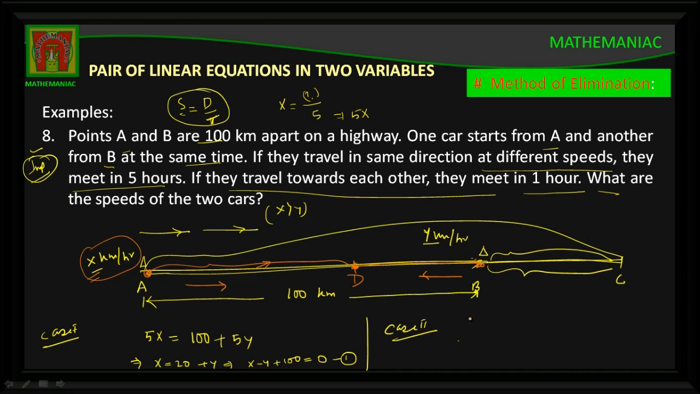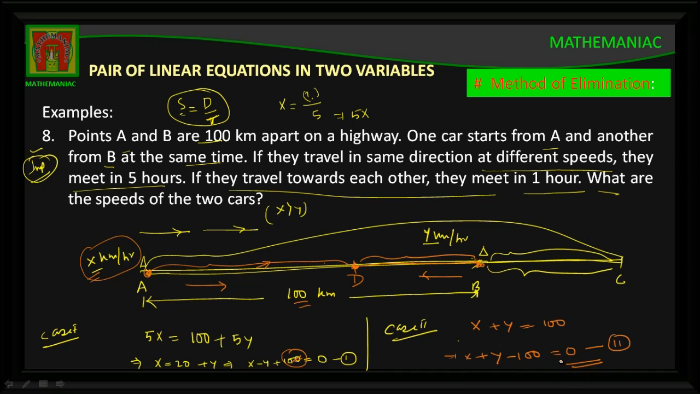It is x into 1. That is simply x. What will be this? 1 into y. Together these two values make how much? 100. So your other equation is this. Sorry, here earlier I made a mistake. You please correct it. So this is 100. Number 2.